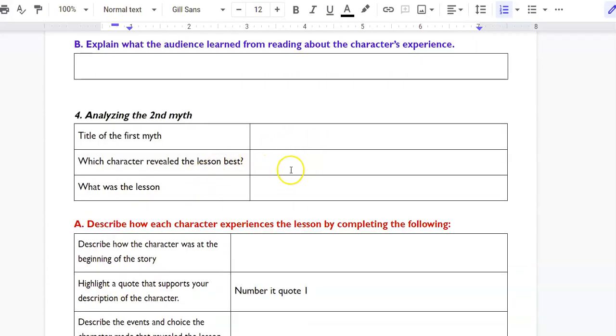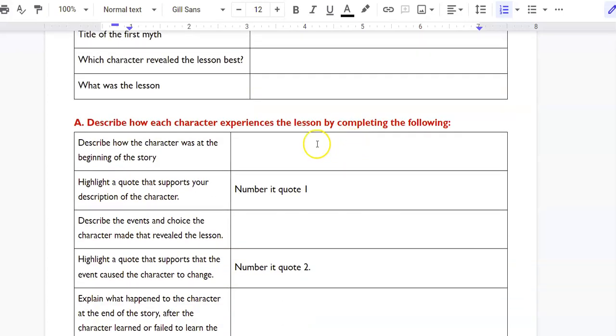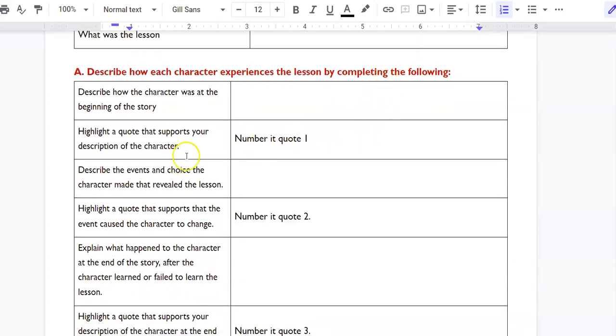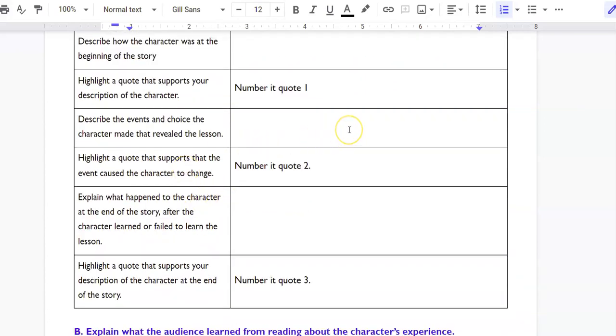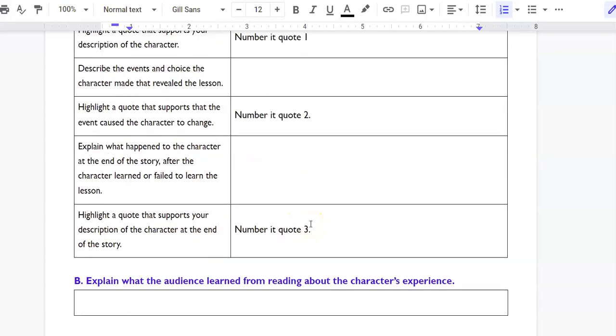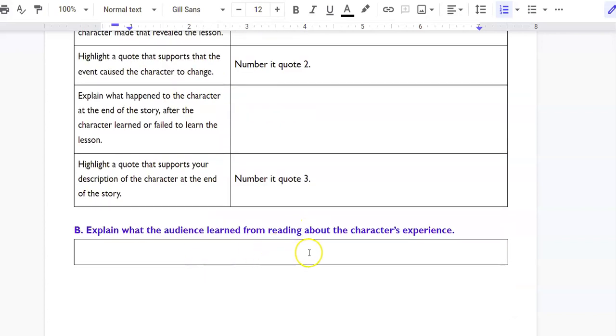Okay, so the title of the myth, the character that learned the lesson, what was the lesson, then describe the character at the beginning, find a quote and highlight it. What happened that shows the lesson, what choices were made that shows the lesson, and then you want to highlight that quote and then explain what happened to the character at the end, right, after they learned or failed to learn the lesson, right? So the resolution of the story. And then again, what the audience learns. So that's the first one on a similar lesson in the 2 myths, okay?